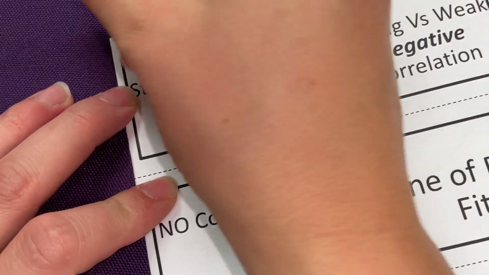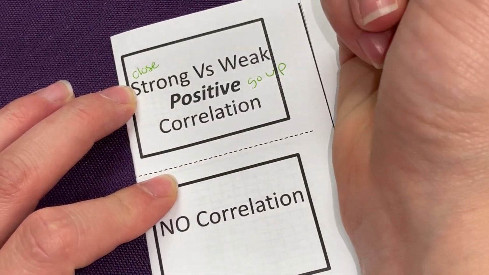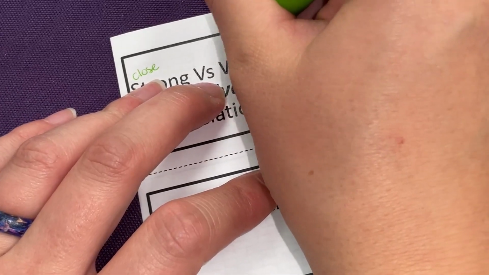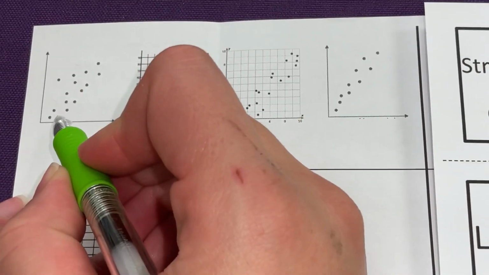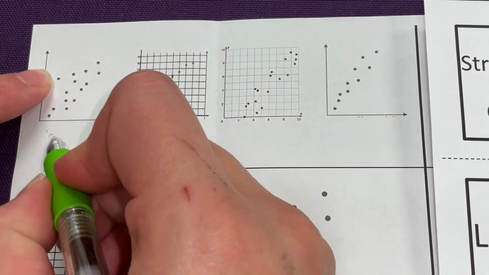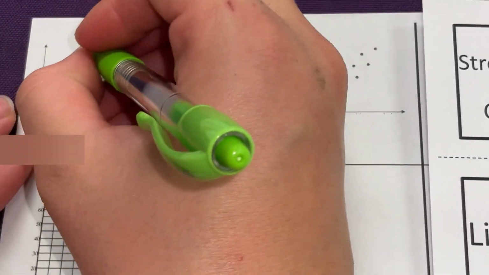Now it's strong if the dots are close to form like a straight line. And it's weak if they're kind of wide, all right? So let's look at this. The dots here, they're going up, but they're kind of like wide out. So this would be considered a weak, widely spread out.